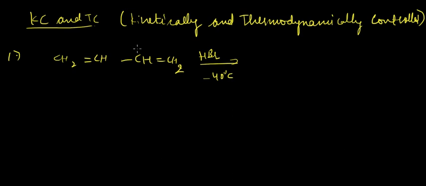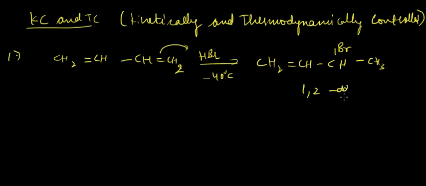Obviously we'll get a positive charge here, and this alkene group will act as a nucleophile to this electrophile, which is H plus. So we'll be getting something like this compound, Br here and CH3 here. Okay, so this is 1-2 addition, and this compound is actually kinetically controlled.